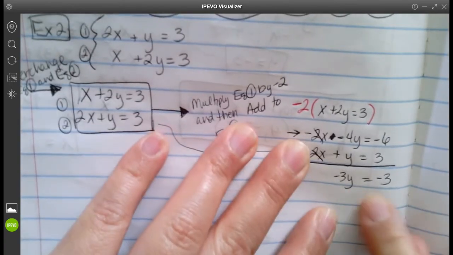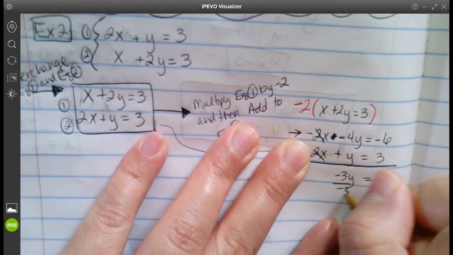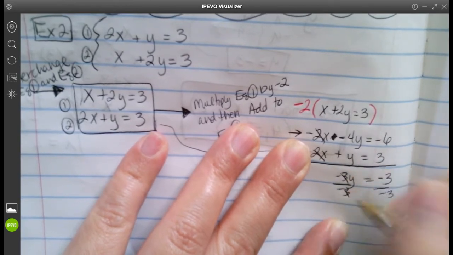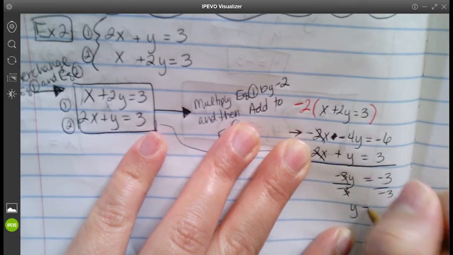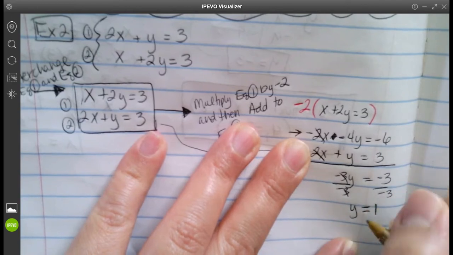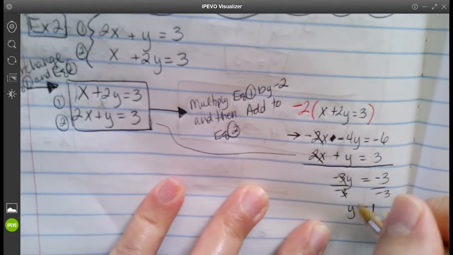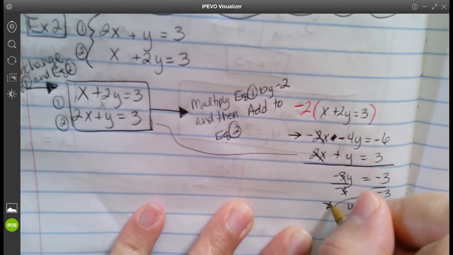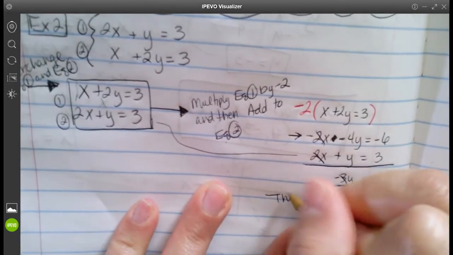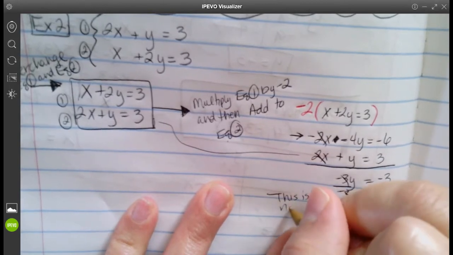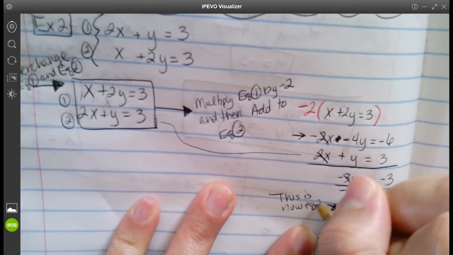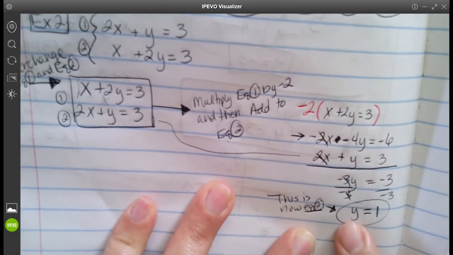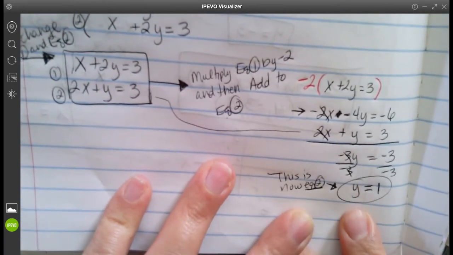And then I can reduce this part. I can divide both sides by negative 3. So y is just going to be equal to 1. And this becomes my new, let me make a note here. This is now equation 2.